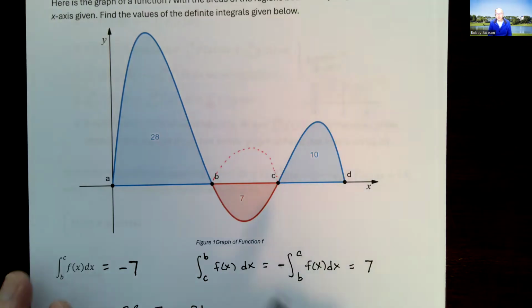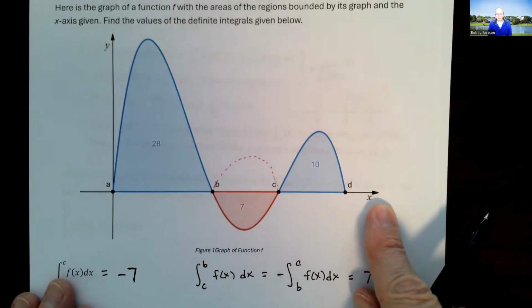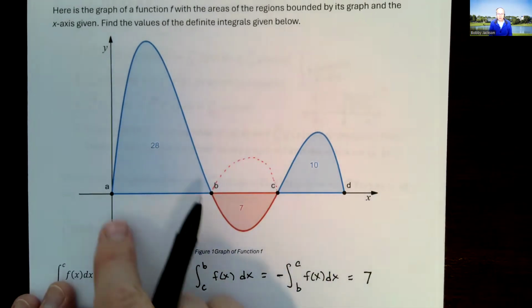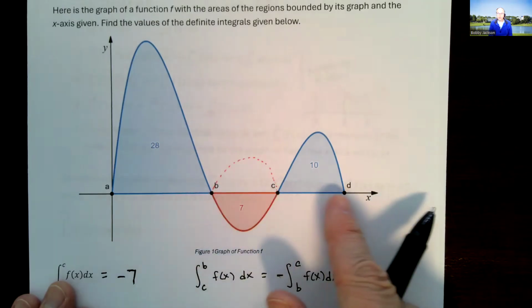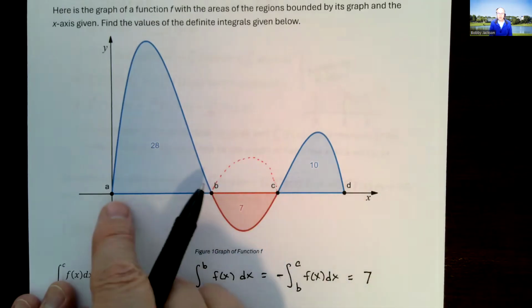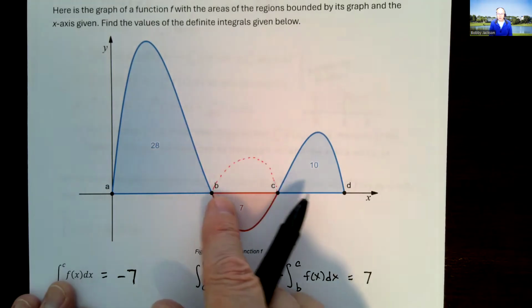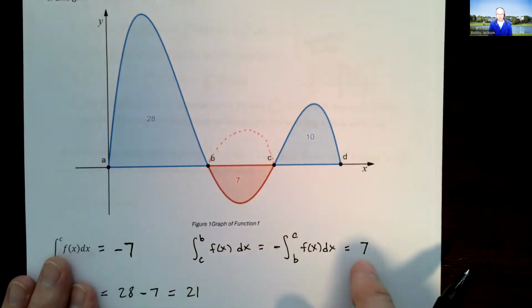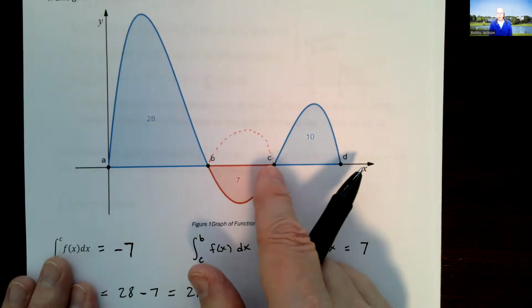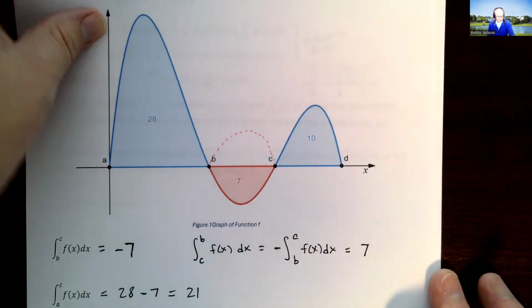Does that make sense? So if you were doing this function, trying to find the definite integral from a to d of the absolute value, you would want to know where it becomes 0 and changes from positive to negative, but you would do what? The integral from a to b, regular, plus what? -1 times the integral from b to c, because what's that going to give me? That's going to give me +7. And then plus the integral from c to d. So you'd break it up into those three parts.